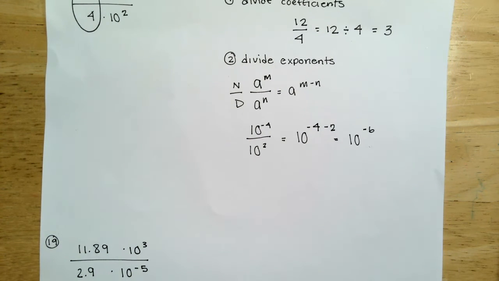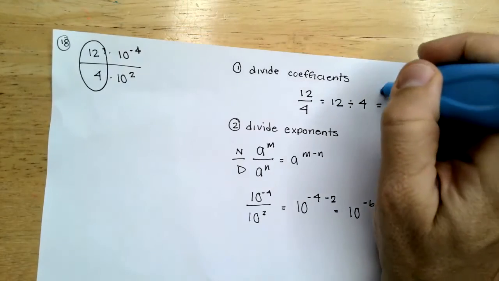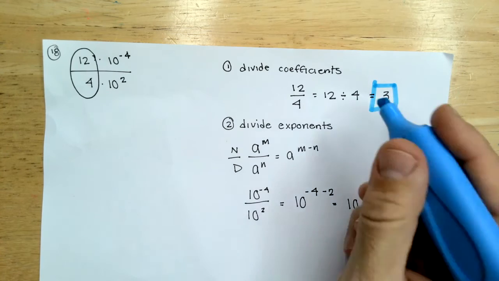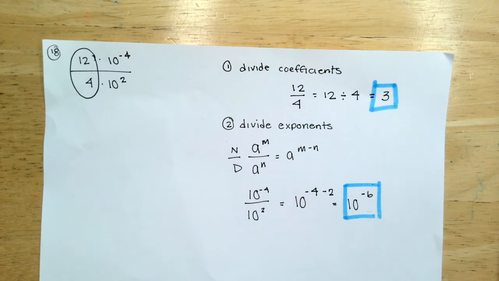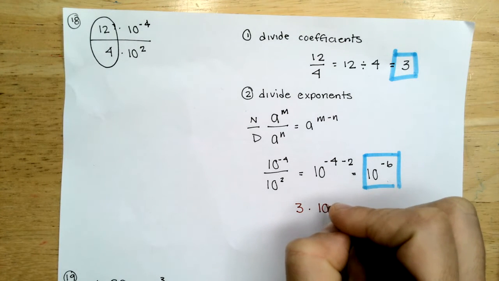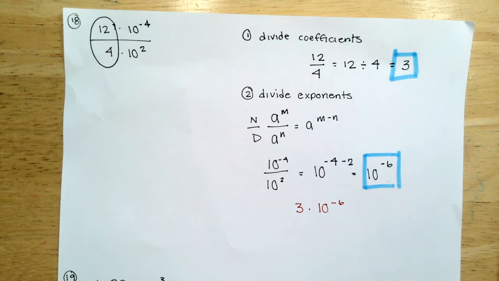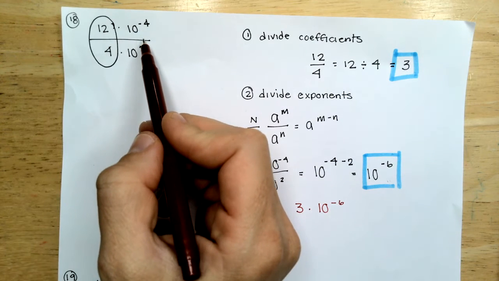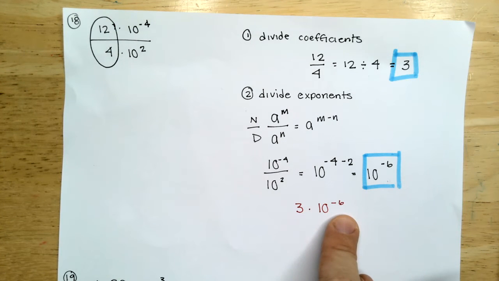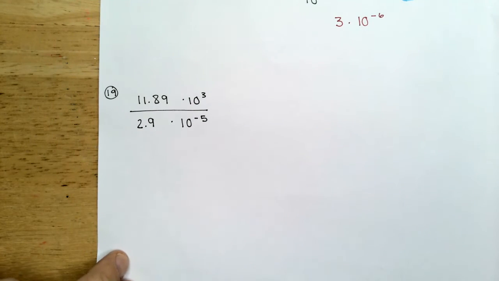So we did both of those separately, and that was the answer to part 1. This is the answer to part 2. And we can multiply them together. So 3 times 10 to the negative 6. Good. 12 divided by 4 is 3. 10 to the negative 4 divided by 10 to the 2 is 10 to the negative 6. You don't need to leave exponents in. You can use negative exponents for scientific notation. So that's it. And we'll do it again down here.